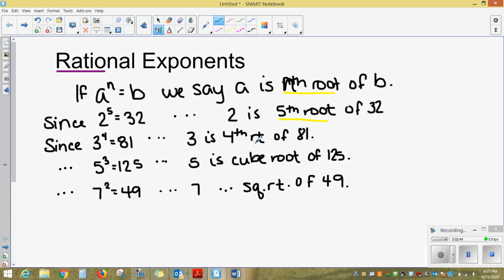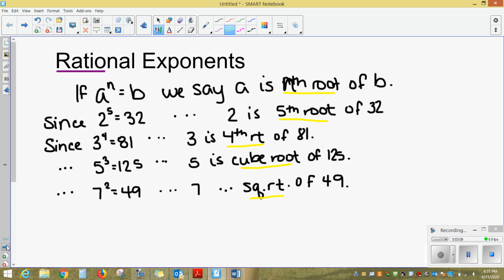So when we're talking about a root of a number, the 4th root or the cube root or the square root, the 5th root, we're asking what number to that power, to the 5th power or the 4th power or the 3rd power or the 2nd power, equals that number. So that's what it means to be a root.